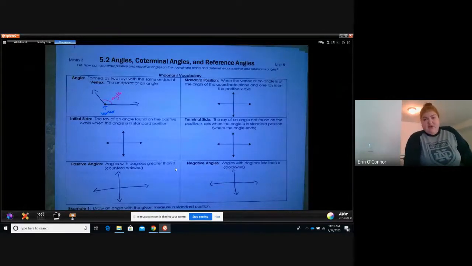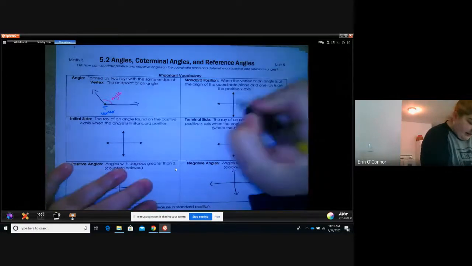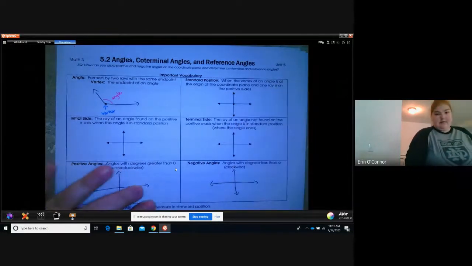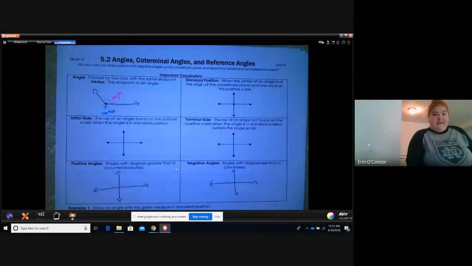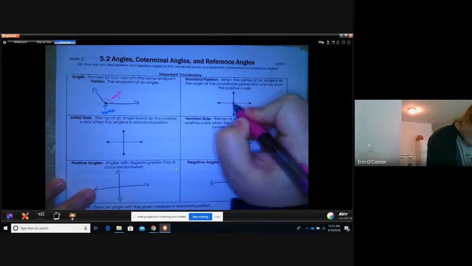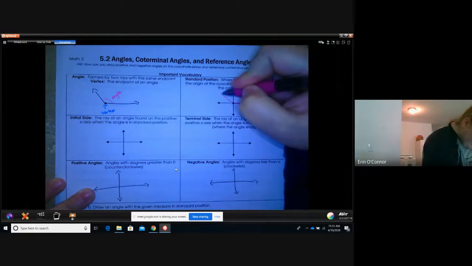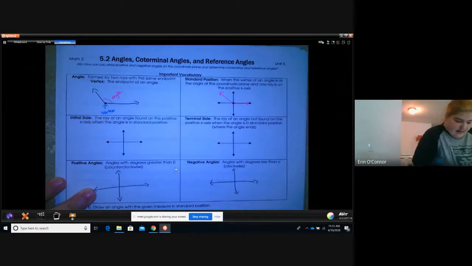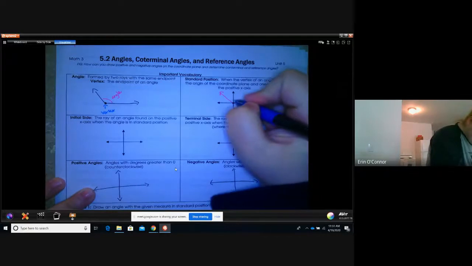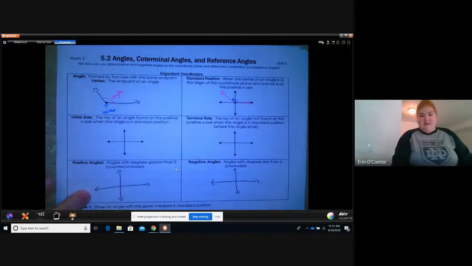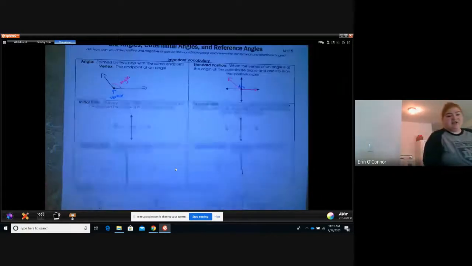Standard position. When the vertex of an angle is at the origin of the coordinate plane, so the vertex is going to be right here, and one ray is on the positive x-axis. So here's the positive x-axis over here, that's a ray, and then we could have it like this. And the angle would be right here. That is the angle.